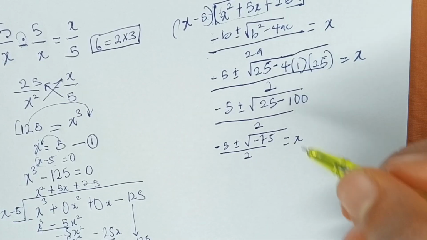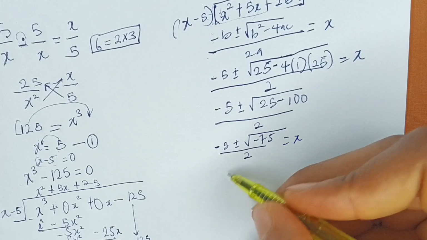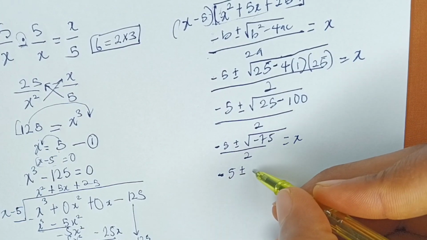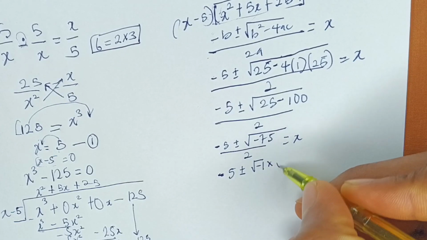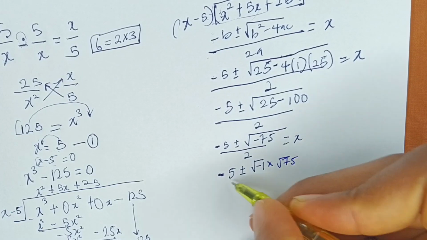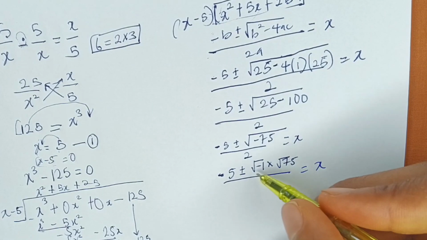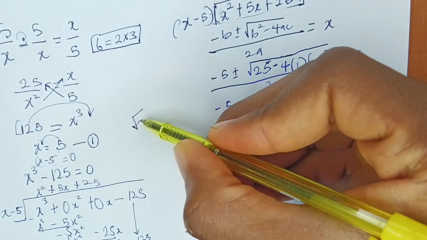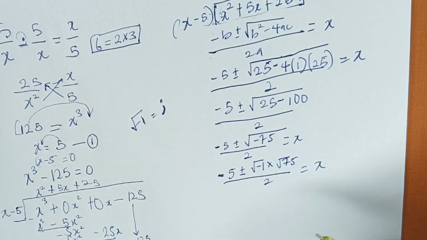Because you can't take the square root of a negative number, we have to factor out the negative. So we're going to have something like this: minus 5 plus or minus the square root of negative 1 times the square root of 75, all over 2, and this is equal to x. Now, the square root of negative 1 can be re-expressed. Anytime you see the square root of negative 1, we can write it as i, just a term of denotation for the square root of negative 1 in mathematics.